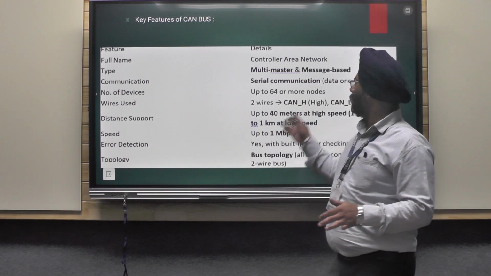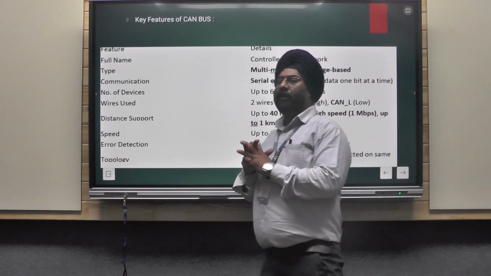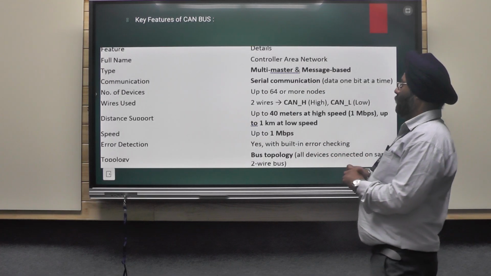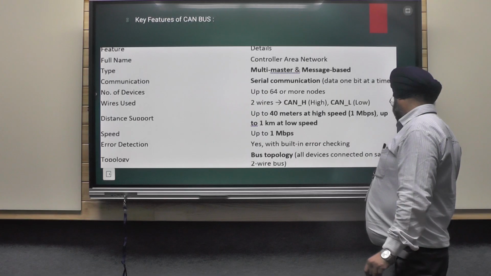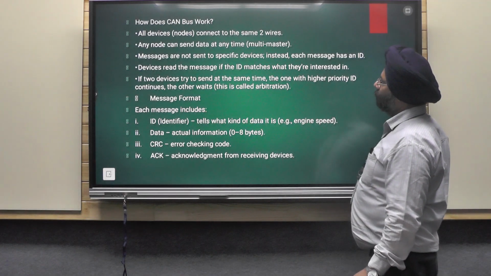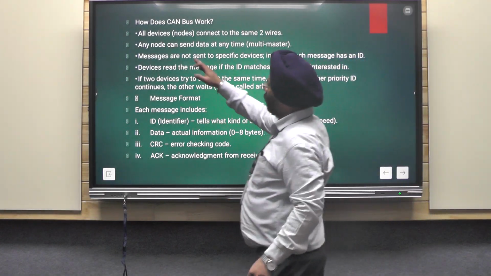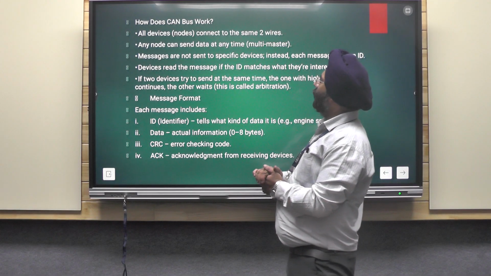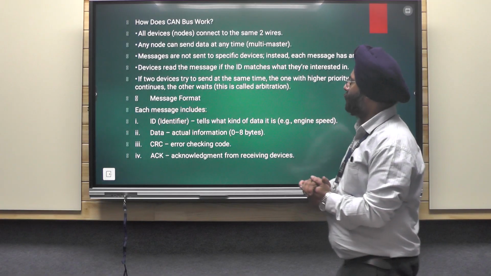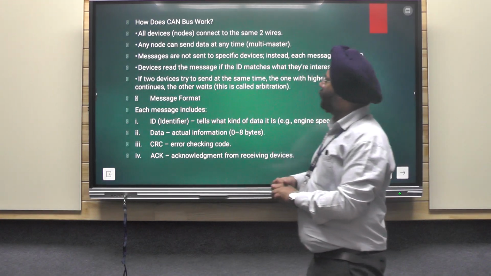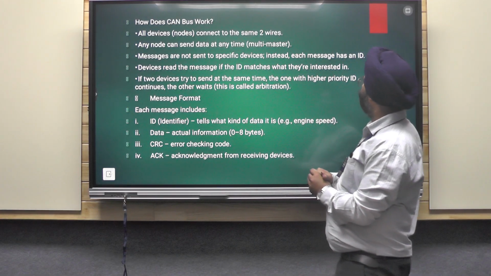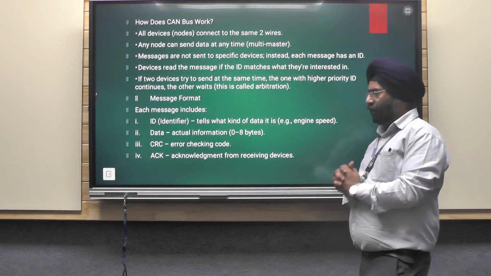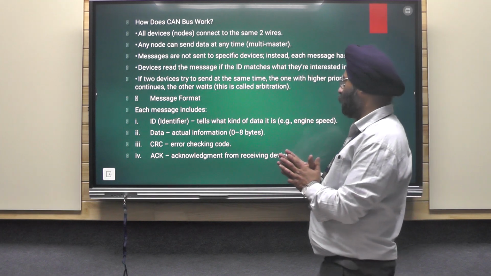How many devices are connecting here? 64 devices, all connected on the same bus. All devices connect to the same two wires, and any node can send data at any time. Multi-master. Messages are not sent to a specific device; instead, each message has an ID. So there are four distinct parts in how the devices communicate with each other.